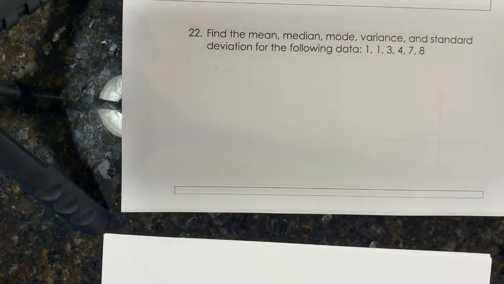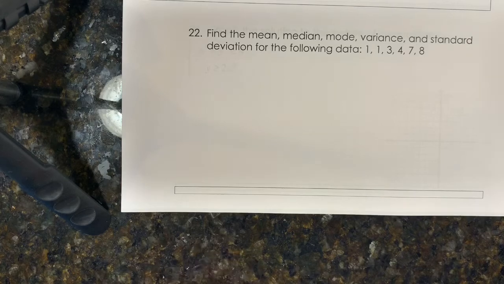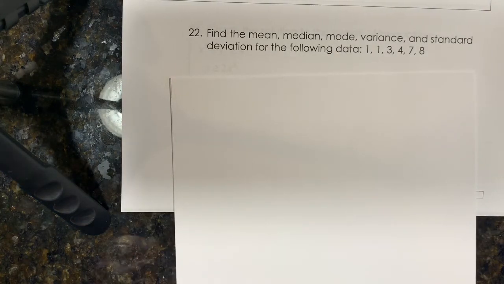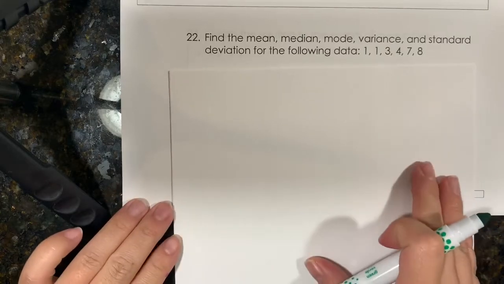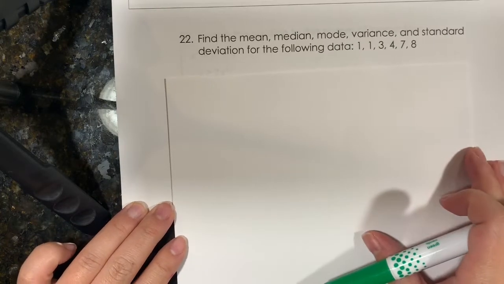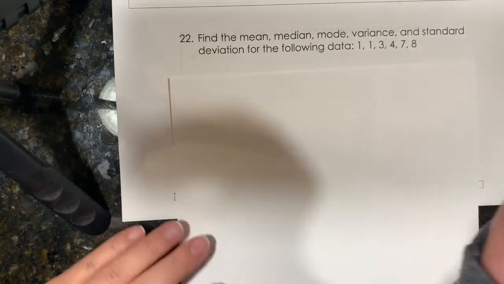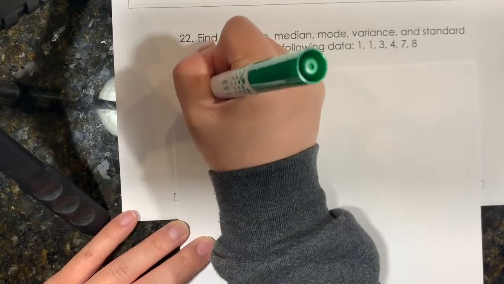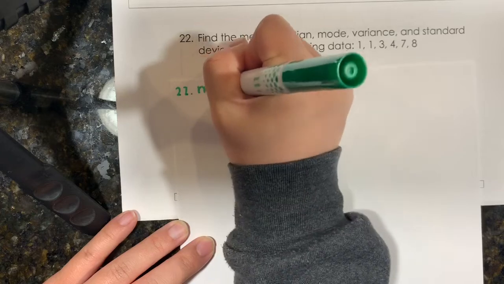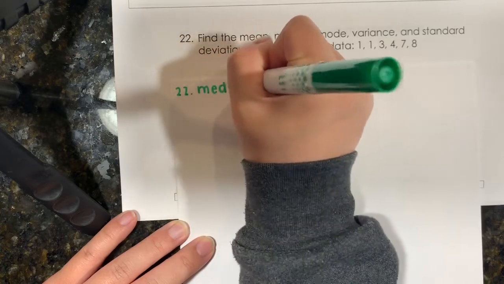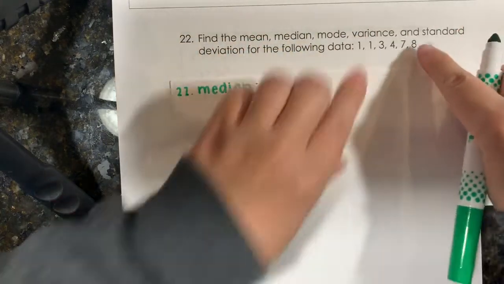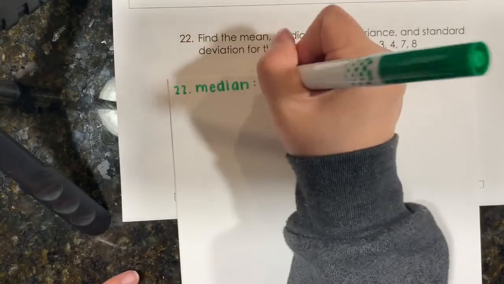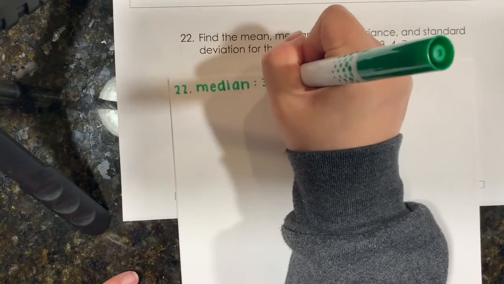Now to number 22. We are going to find the mean, the median, the mode, the variance, and the standard deviation. We're going to use our calculators for this. I'm going to start by just calculating what the median is and the mode. So the median for number 22 is the middle number. So I count in, so 1, 2, and then it's between 3 and 4. So what's between 3 and 4 would be 3.5.